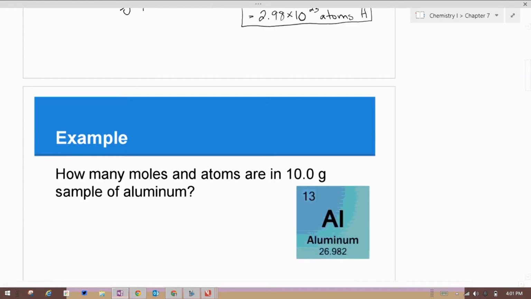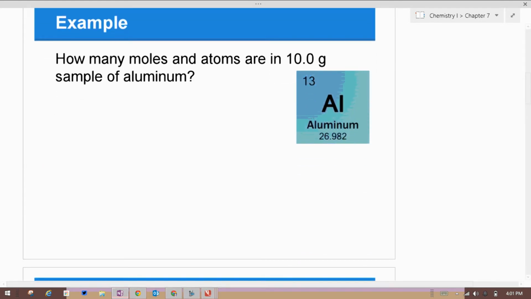Alright, let's do another one. How many moles and atoms are in a 10.0 gram sample of aluminum? We always start by writing the problem that they give us in the top box. So we are going to say 10.0 grams of Al. And yes, you do want to put the element symbol in there because trust me, later on we're going to need it, so it's good to be in the habit of it now.